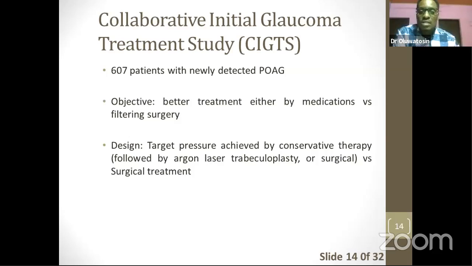The study was designed such that target pressure was achieved by conservative therapy, followed by laser treatment or surgical treatment, against surgical treatment. For the group on conservative therapy, some of them that did not do well on the eye drops had laser treatment, and depending on the outcome, they also added a surgical treatment, while the other group had only surgical intervention.